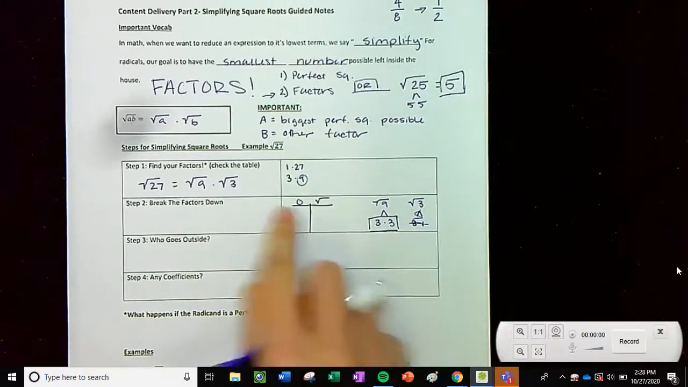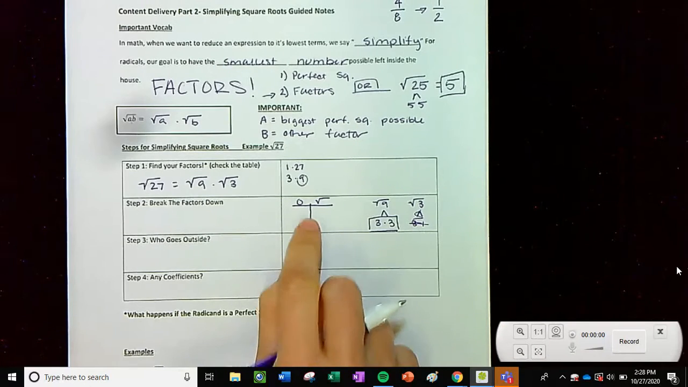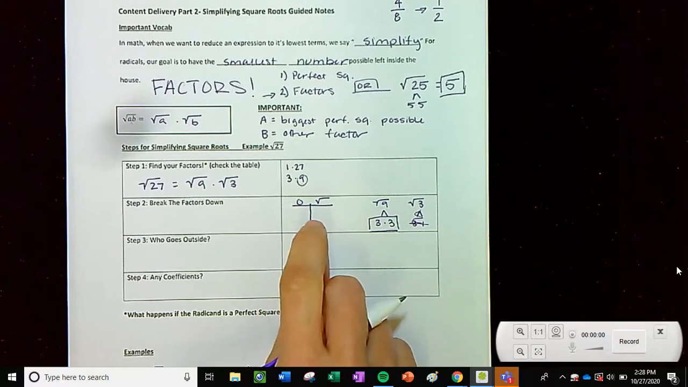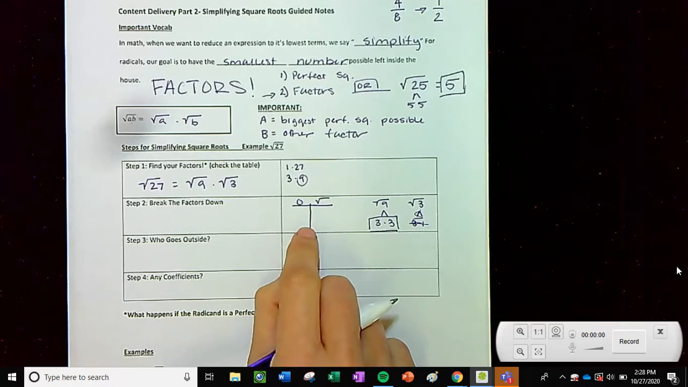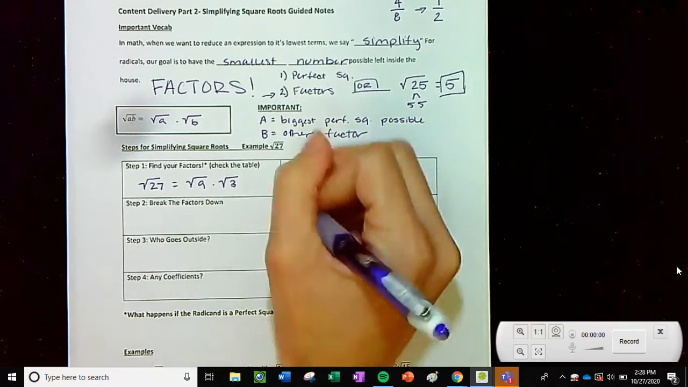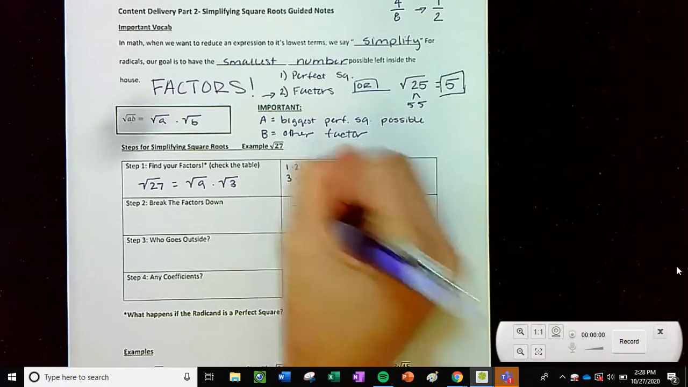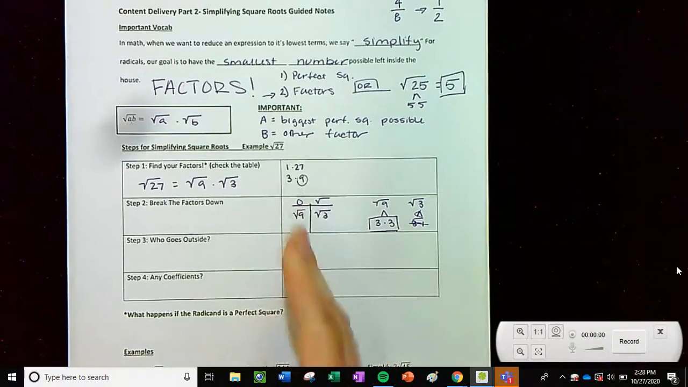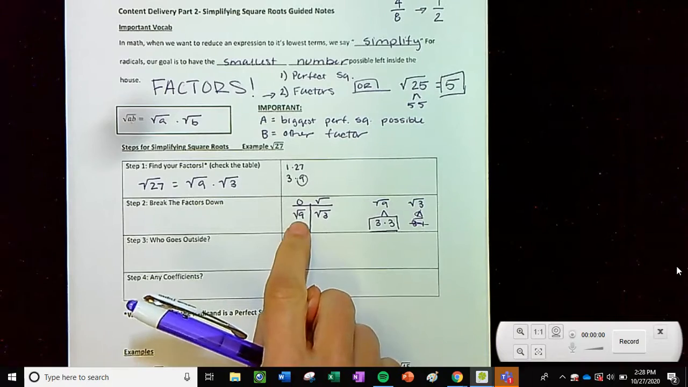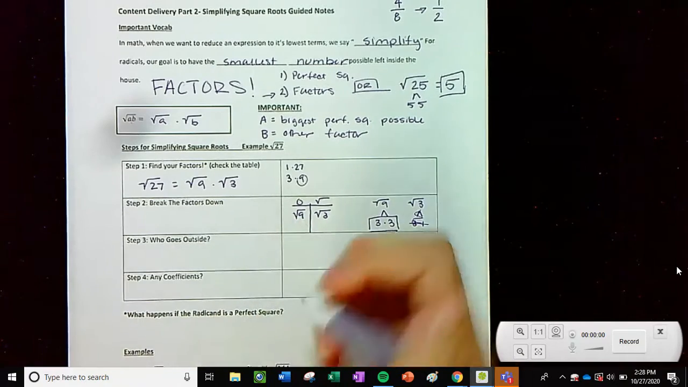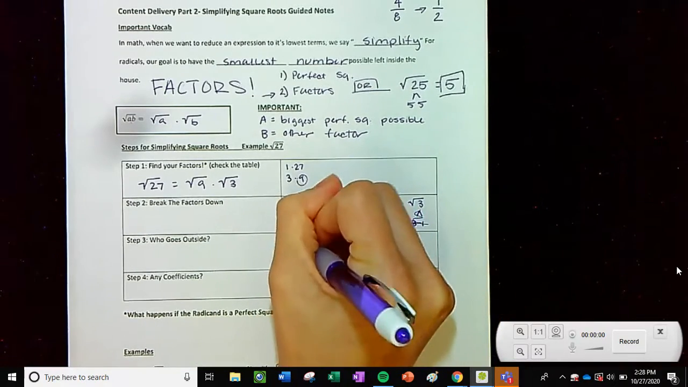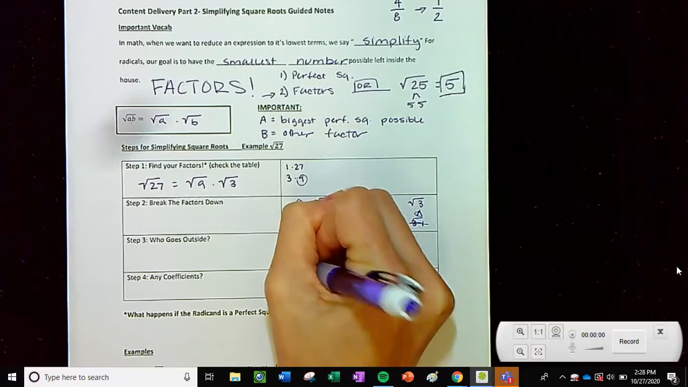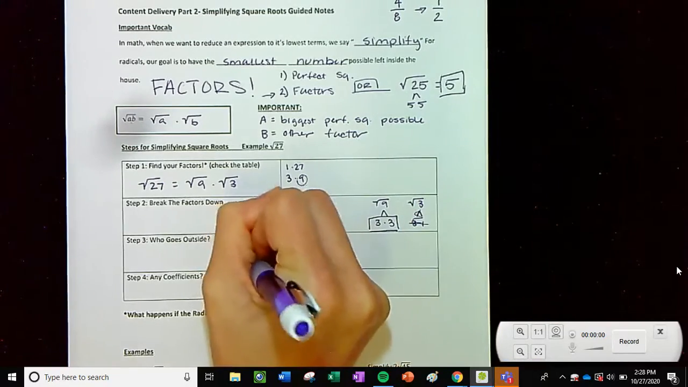So when we're organizing this little table, and this will become much more necessary when we have a bunch of variables with exponents to use, I know the perfect square is going to come out and the other thing is going to stay in. So I can keep myself organized and say, well, whatever's on the left, that'll square out. That's going to come to the outside, right? The square root of 9 squares out to 3 and 3. So 3 comes outside.